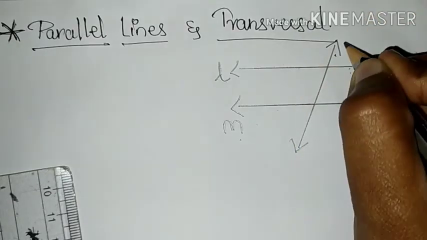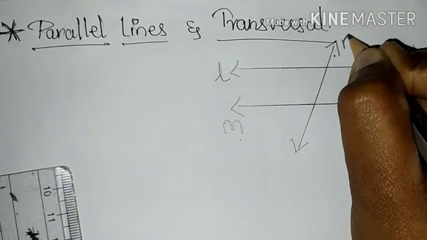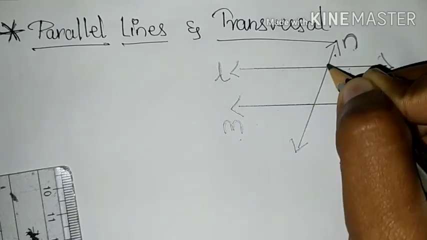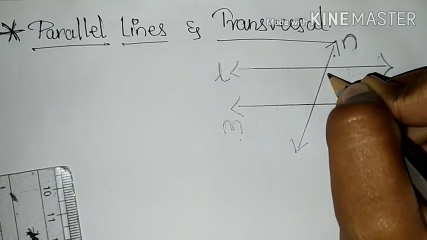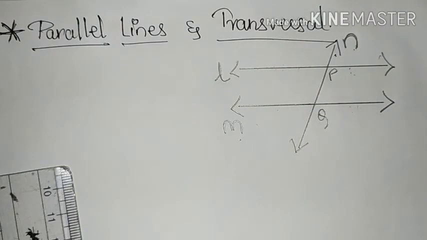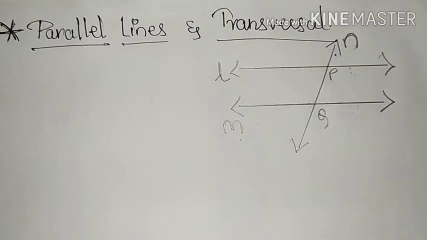And now this third line N is our transversal, because line N intersects our parallel lines at 2 points, that is P and Q. So write down in your notebooks the definition: parallel lines are the lines which have a fixed perpendicular distance between them, and a transversal is the line which intersects the parallel lines. That's the definition for parallel lines and transversals.